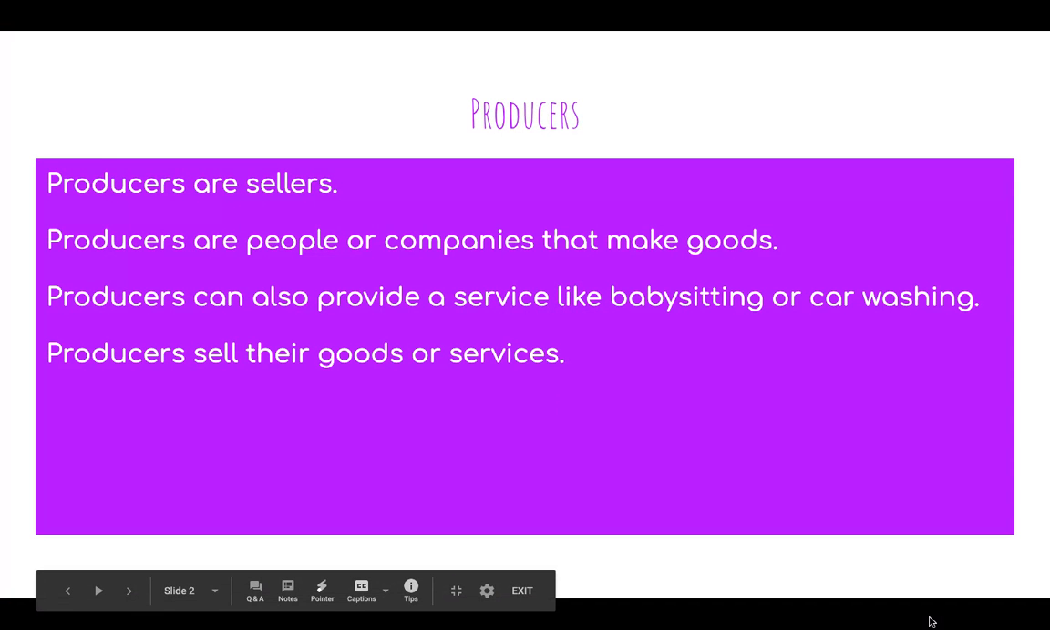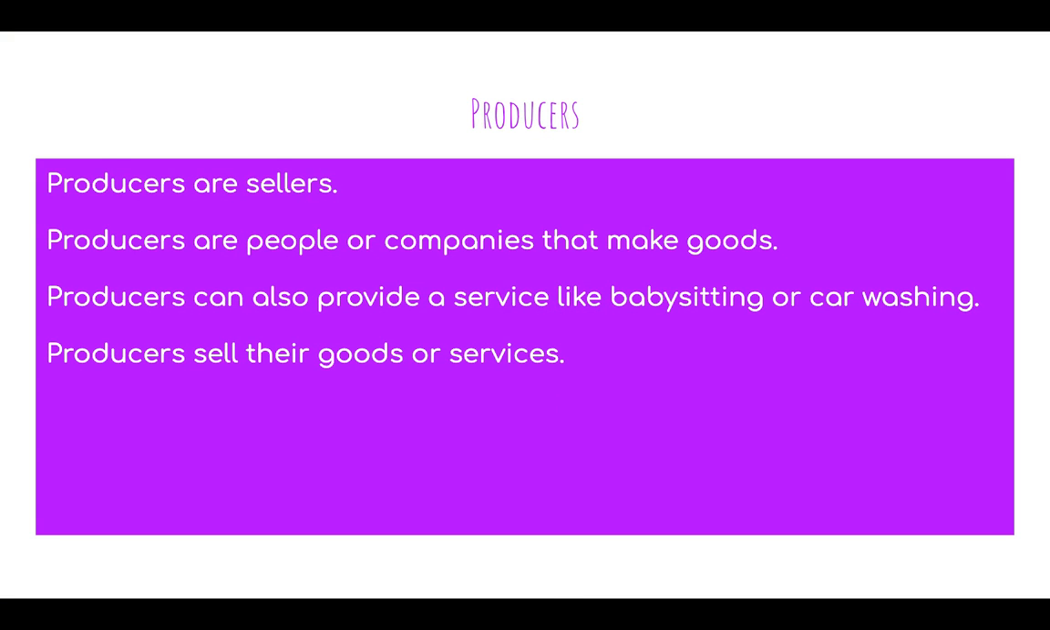So, producers are sellers. Producers are people or companies that make goods. Producers also provide a service like babysitting or car washing. Producers sell their goods or services. So, as we've learned about goods or services, things or actions that people can do for you or sell you, well, these people that make or provide the service are called producers. So, producers create goods and services to sell.